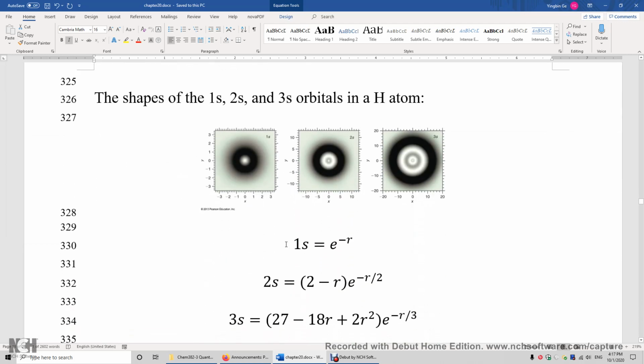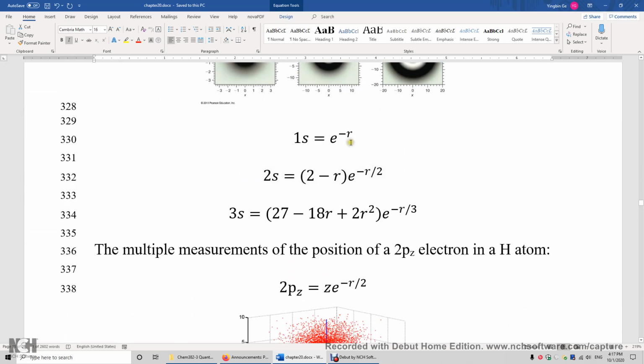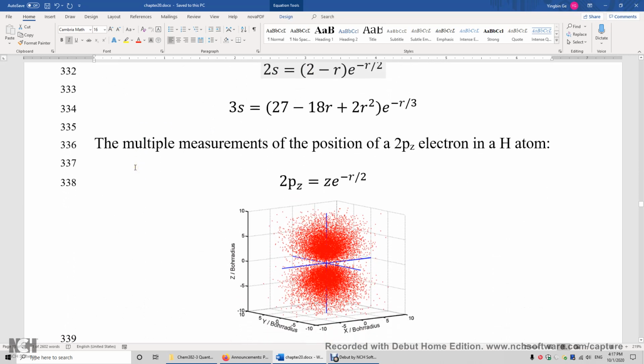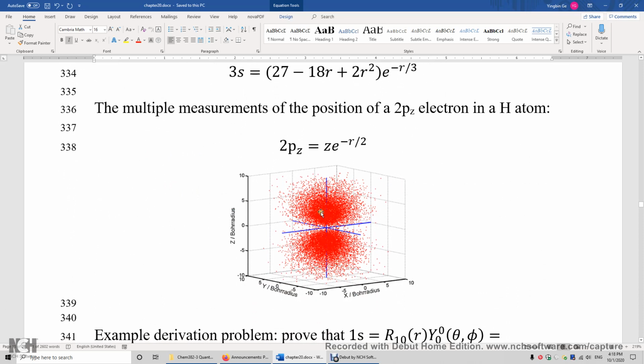I want to show you the shape of the 1s, 2s, 3s orbitals. There's 0 nodes here, 1 node here, and 2 nodes here. Those are the functions. What about the shape of the 2pz orbital over here? It looks a little weird, but this is the reality.